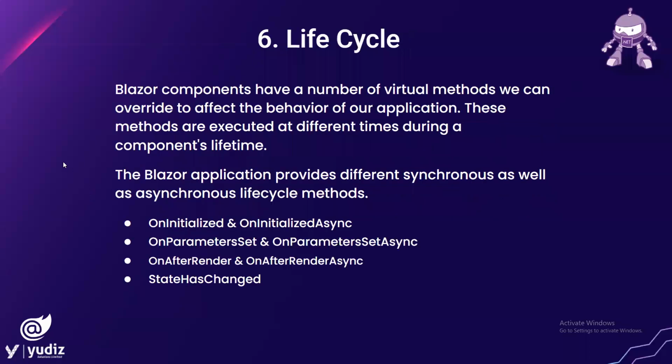Now we covered data binding, routing, and component. Let's see the Blazor lifecycle. Blazor components have a number of virtual methods we can override to affect the behavior of our application. These methods are executed at different times during a component's lifetime. We change the behavior of our application using Blazor virtual methods. The Blazor application provides different synchronous as well as asynchronous lifecycle methods.